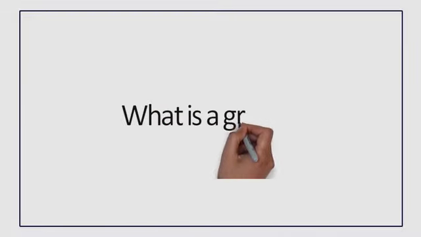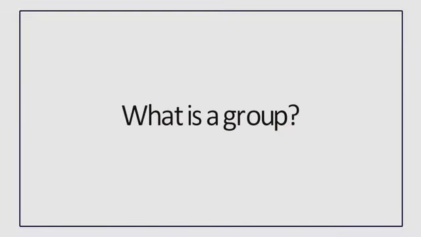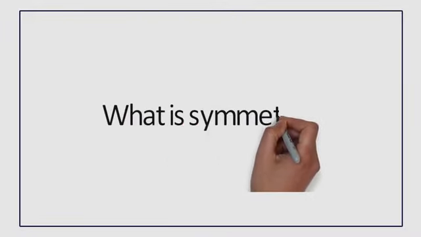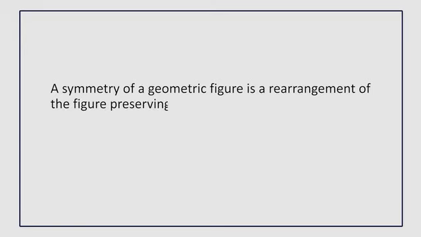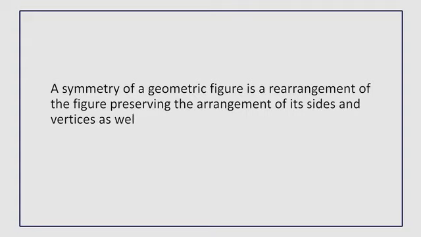Okay, so to discuss what is a group, we have to answer the following question. What is a symmetry? A symmetry of a geometric figure is a rearrangement of the figure preserving the arrangement of its sides and vertices, as well as its distance and angle.